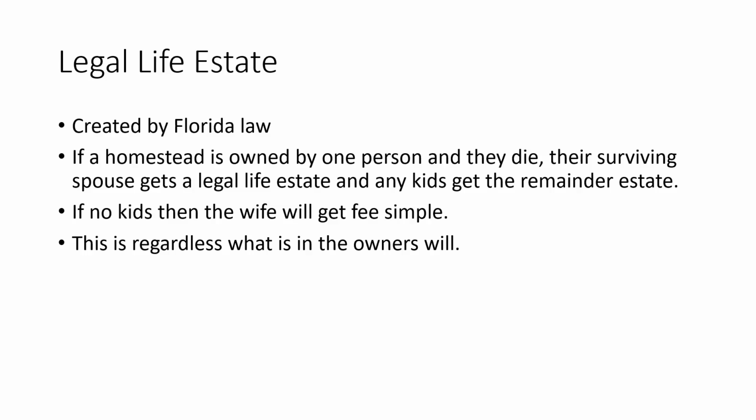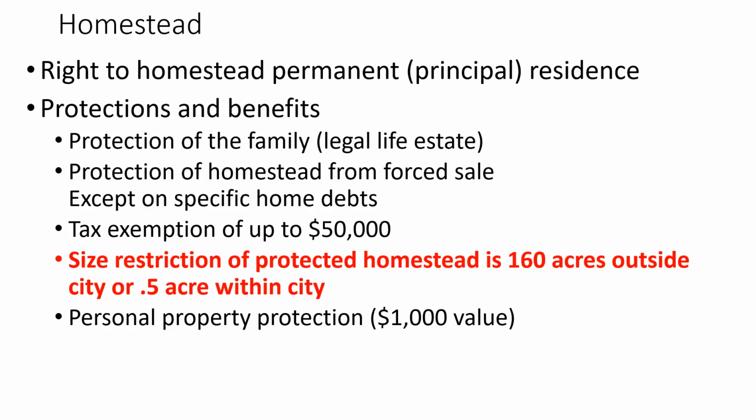If I have a house in my name only, I get married and I die, and the house is homesteaded, regardless of what is in my will, my wife will get the home as a life estate, and the kids will then get fee simple when she dies. If there are no kids, then she will get it fee simple. That's created by law.